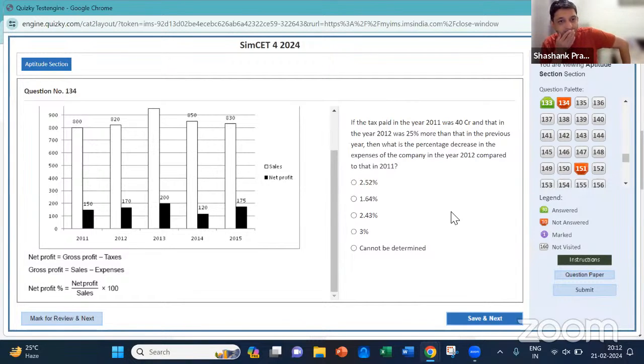Tax paid was 40. Okay, so we will get the gross profit. Net profit plus taxes is gross profit. So 150 plus 40, 190 is the gross profit. So 610 would have been the expenses. 610 was 2011. Just have to memorize 610.